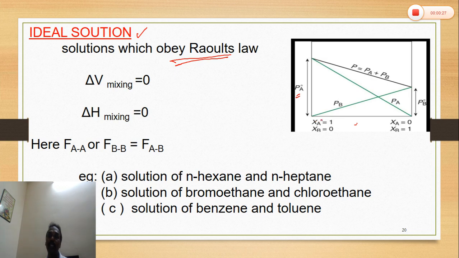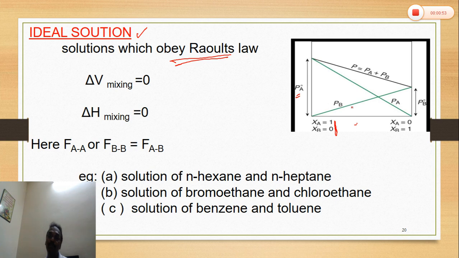Here XA is 1 and it decreases to 0, and XB is 0 and it increases to 1. That is, here XB increases to 1 and XA decreases to 0. Now this is mole fraction. Mole fraction is always a total of 1. That is, 1 plus 0 is equal to 1 here also.